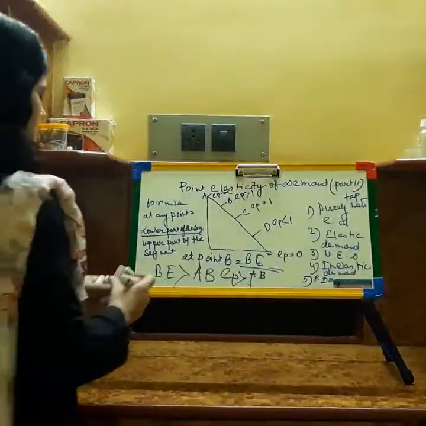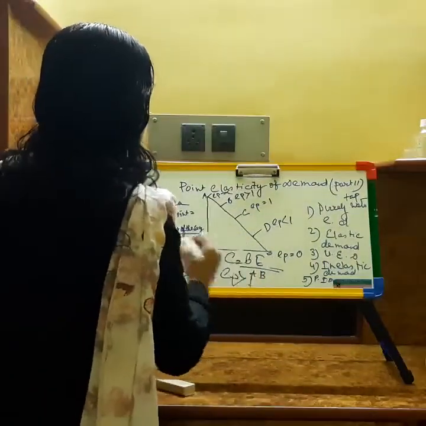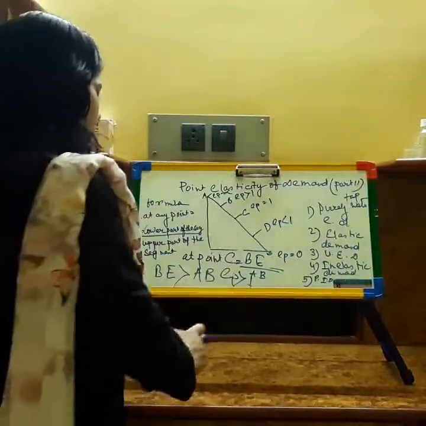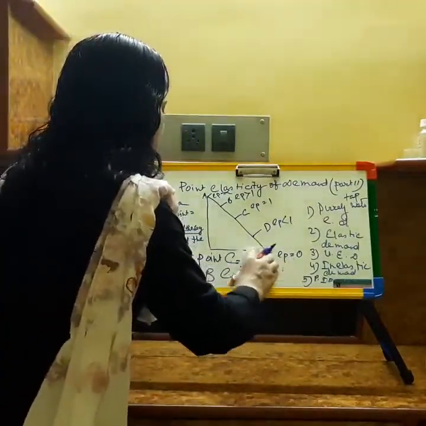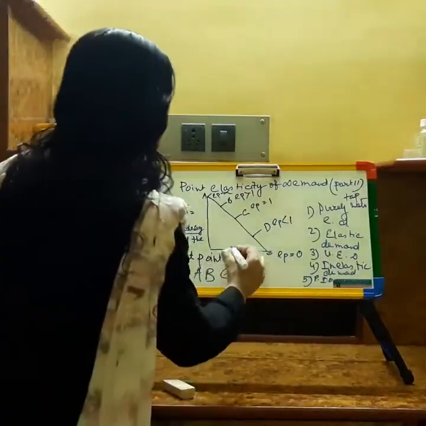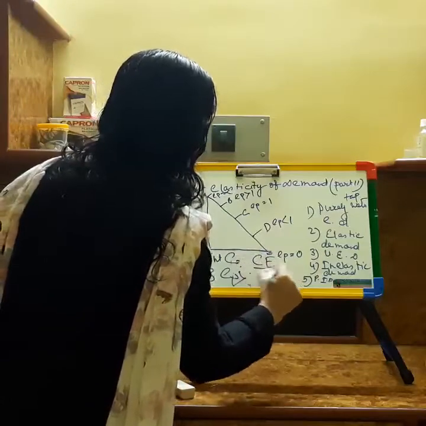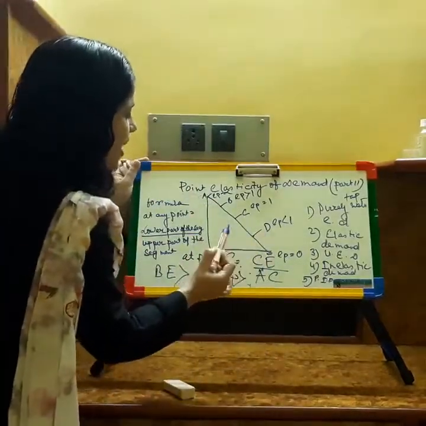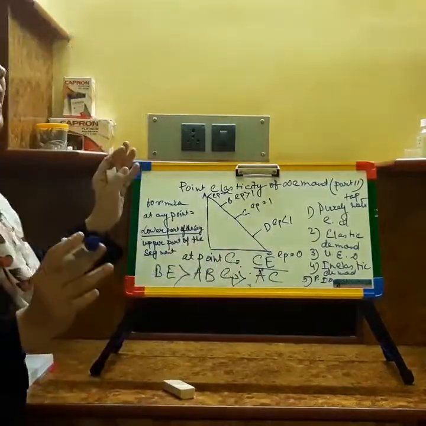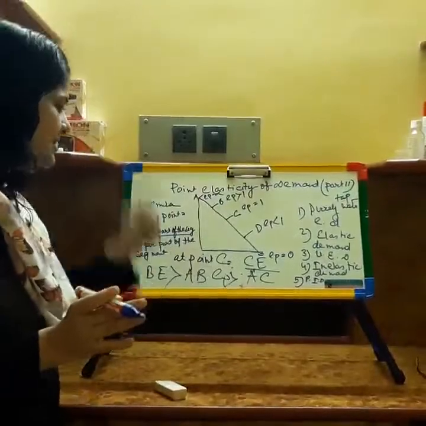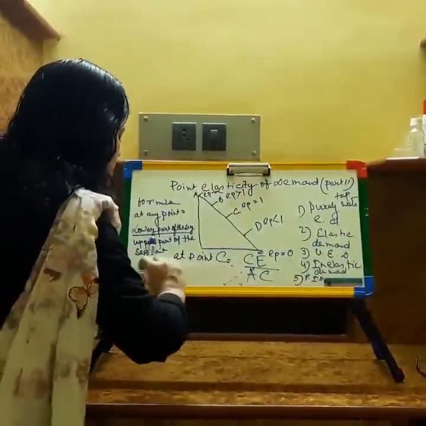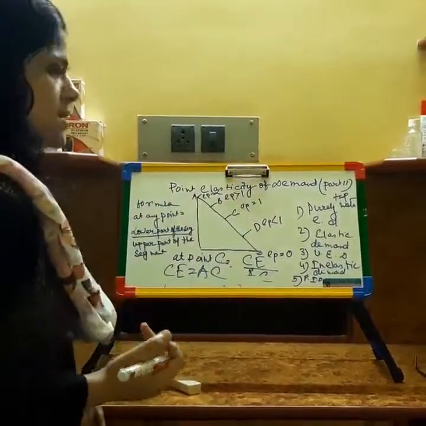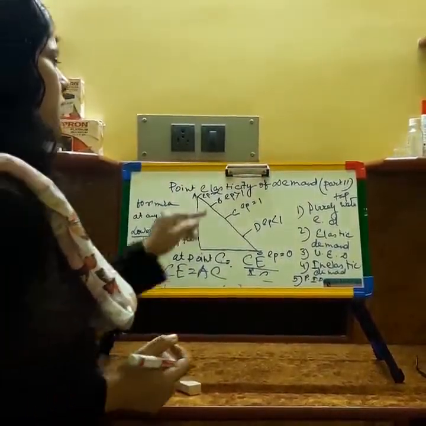Now coming to point C. Tell me, how do we find out the price elasticity of demand at point C? Very easy. The lower part of the line segment. What is the lower part of the line segment? CE divided by the upper part of the line segment, AC. So if we compare, what will we find? That CE is exactly equal to AC. The measurement of CE is exactly equal to AC. So we can write that CE is equal to AC, which means it is unitary elastic. The value of price elasticity of demand is unitary elastic.